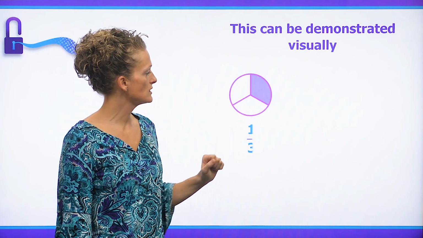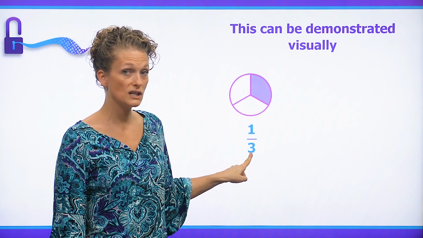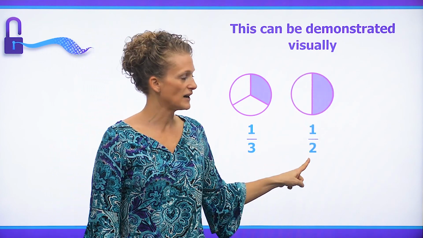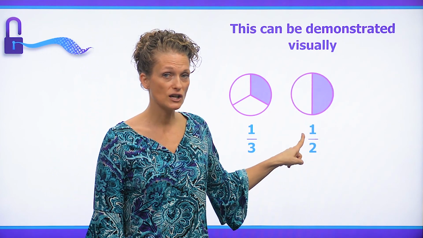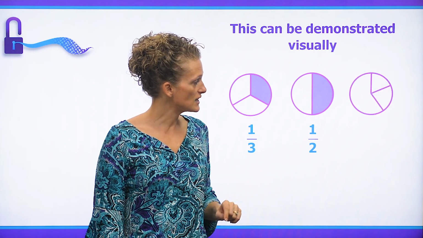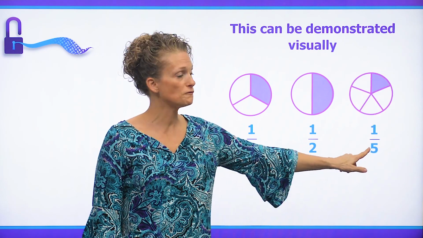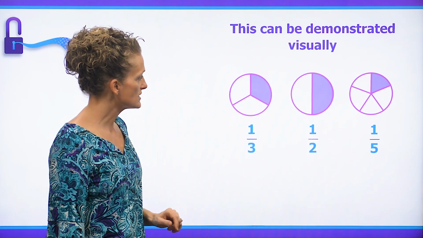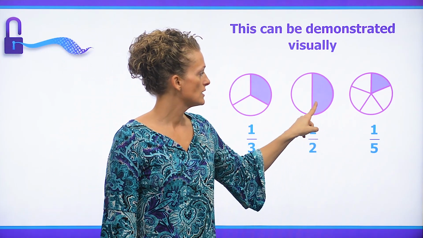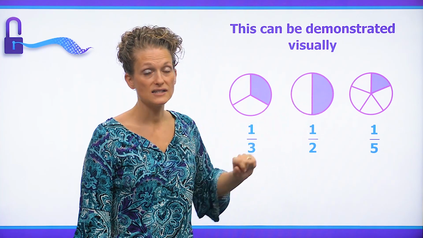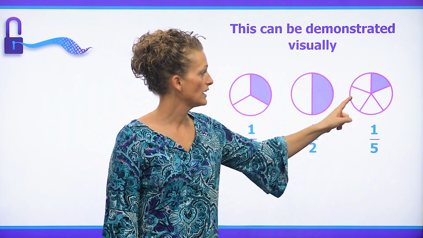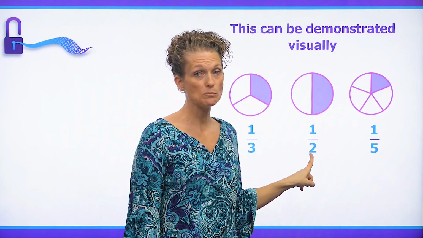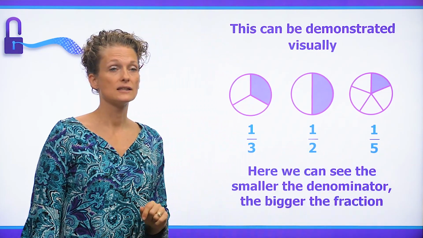So we're going to take this circle and we're going to divide it into 3 equal pieces and shade 1 piece. Then we're going to take the circle, divide it into 2 equal pieces and shade 1 piece. Then we're going to take the circle, divide it into 5 equal pieces and shade 1 piece. And so we can see out of these circles that 1/2 has the most shaded and 1/5 has the least shaded. So 1/2 is the biggest, 1/5 is the smallest.